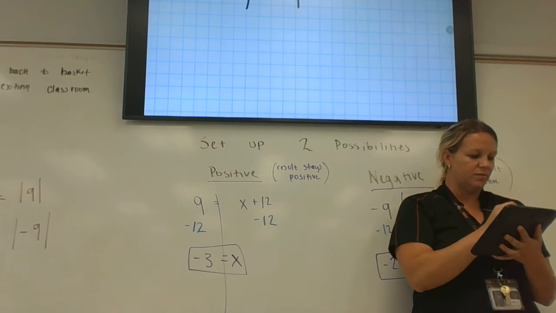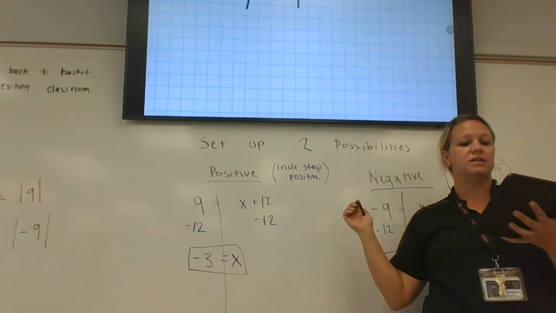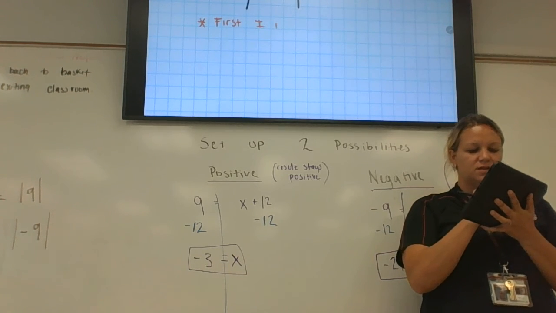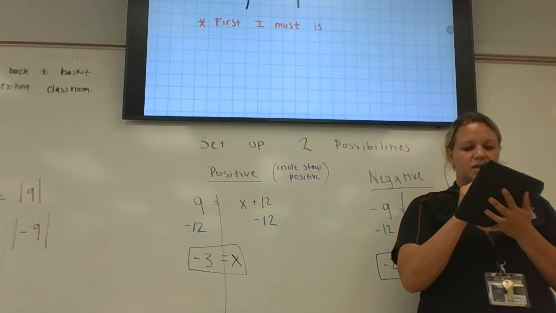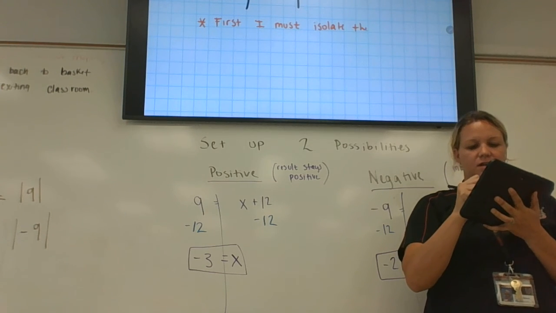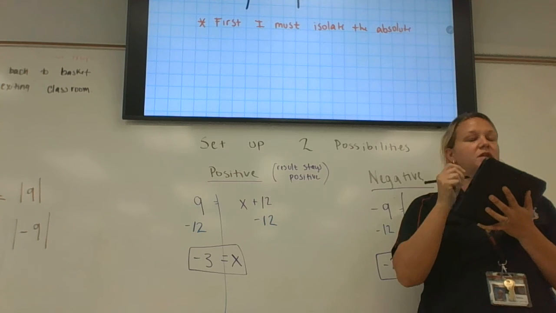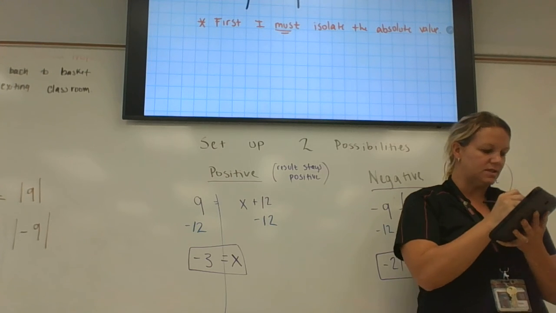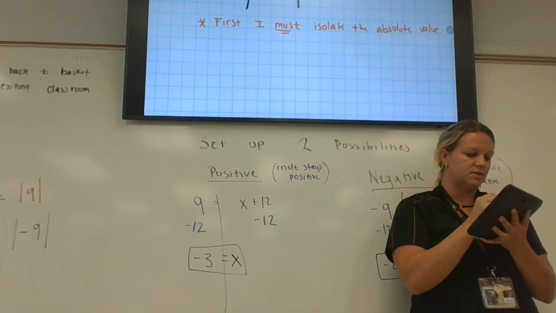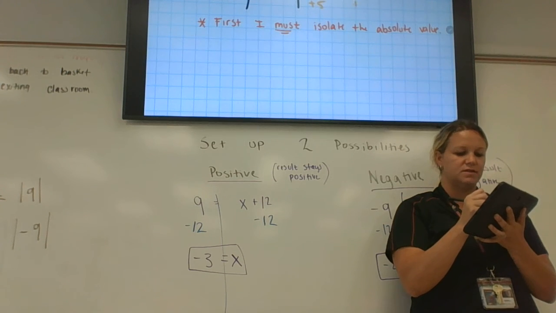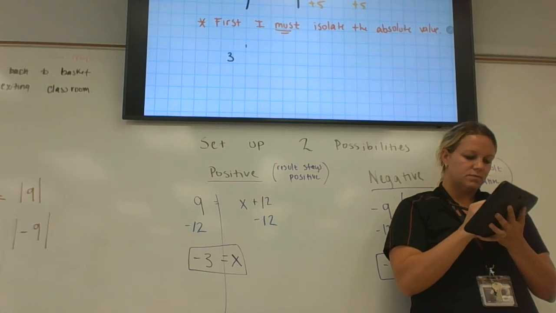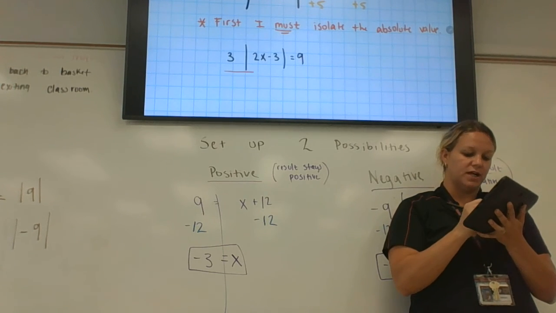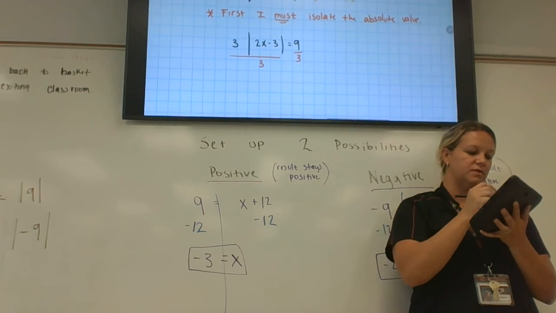Okay, this is okay. Wait. I'm not gonna set up two possibilities. First, I must isolate the absolute value. This is what my brain's first. I must isolate the absolute value. Okay, so then to isolate absolute value, I would add 5 to both sides. And then I would divide 3 on both sides because you do not distribute into absolute value.